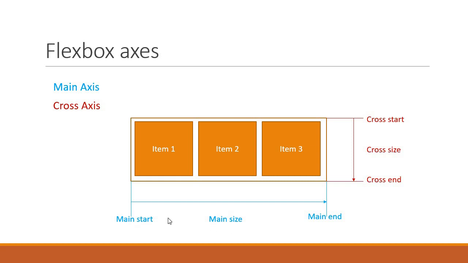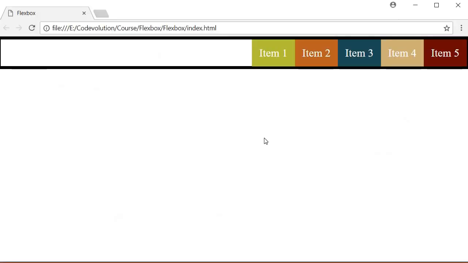So you can see that the main axis flows from left to right by default. Main start is at the very left, main end is at the very right. If you set justify content to flex start, they are aligned at main start. If you set justify content to flex end, they are aligned at main end, which is what we see in the browser.